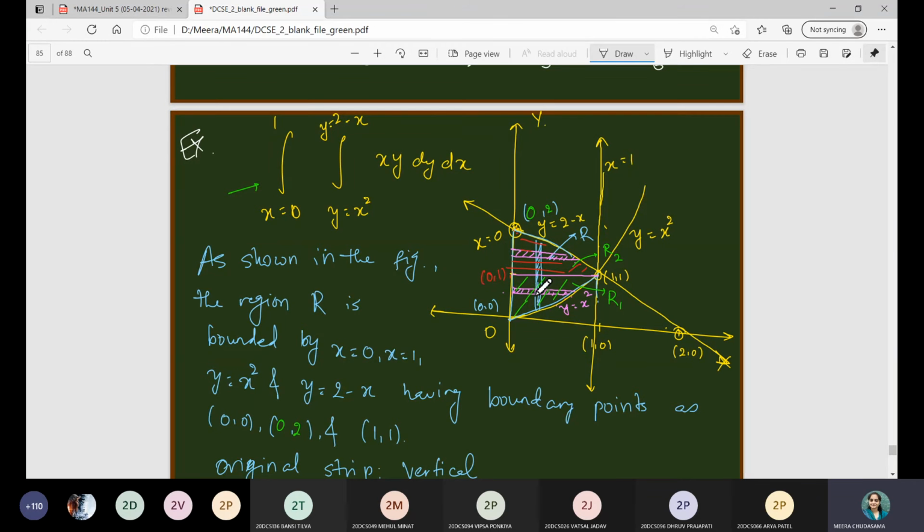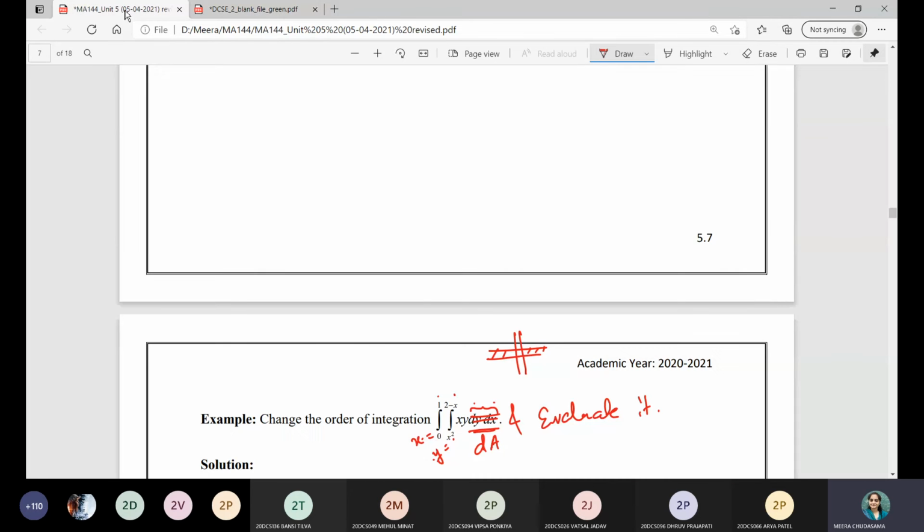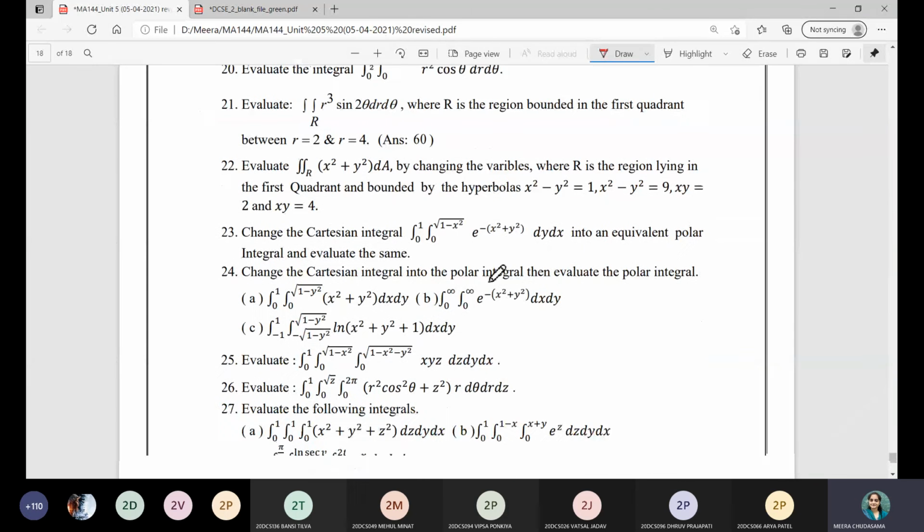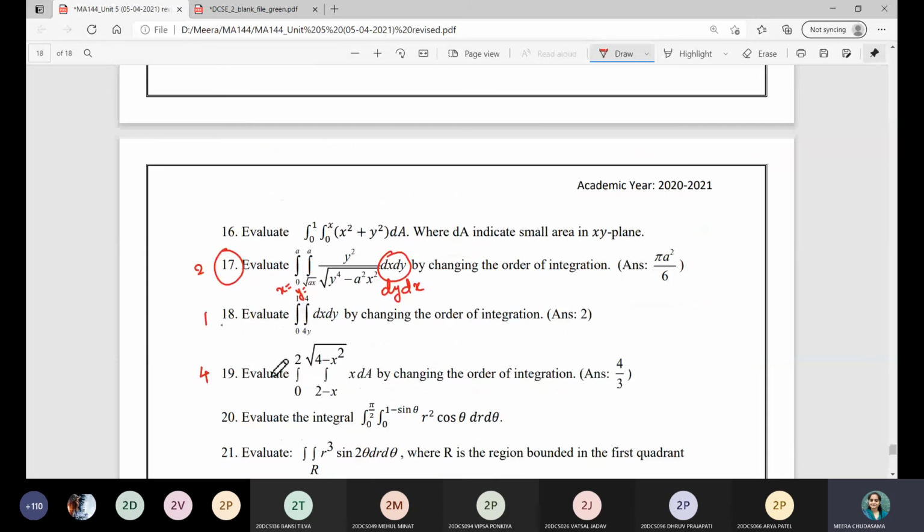Right? So is it clear to everyone from this example? Anyone having any doubt regarding this example? If not, then I can quickly take up one example based on the change of order, which is the last one. Okay, this one.